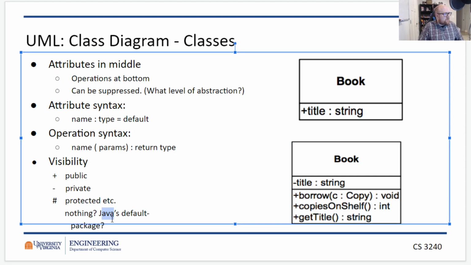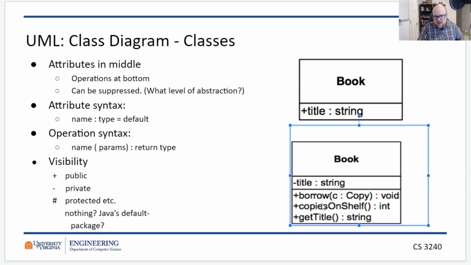If you don't list anything, that's going to typically be the class default. In Java, that is package protected. But generally, you should always pretty much use plus, minus, or when needed, protected.